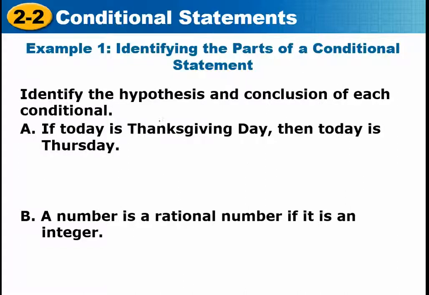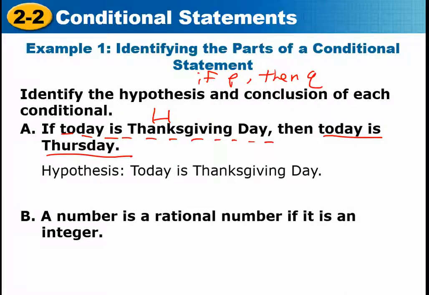Okay, now we are going to look at these ones. We are going to, if we need to, rewrite it so that it's if something, then something, if we have to. And then we're going to pick out what is the hypothesis, what is the conclusion. If today is Thanksgiving Day, then today is Thursday. So it's already in if-then form. So the part after the if is the hypothesis. The part after the then is the conclusion. So when you do your worksheets, you can either underline them in 2 different ways, like a dashed and a solid, or a single underline and a double underline, or you can just type out what is the hypothesis, what is the conclusion.